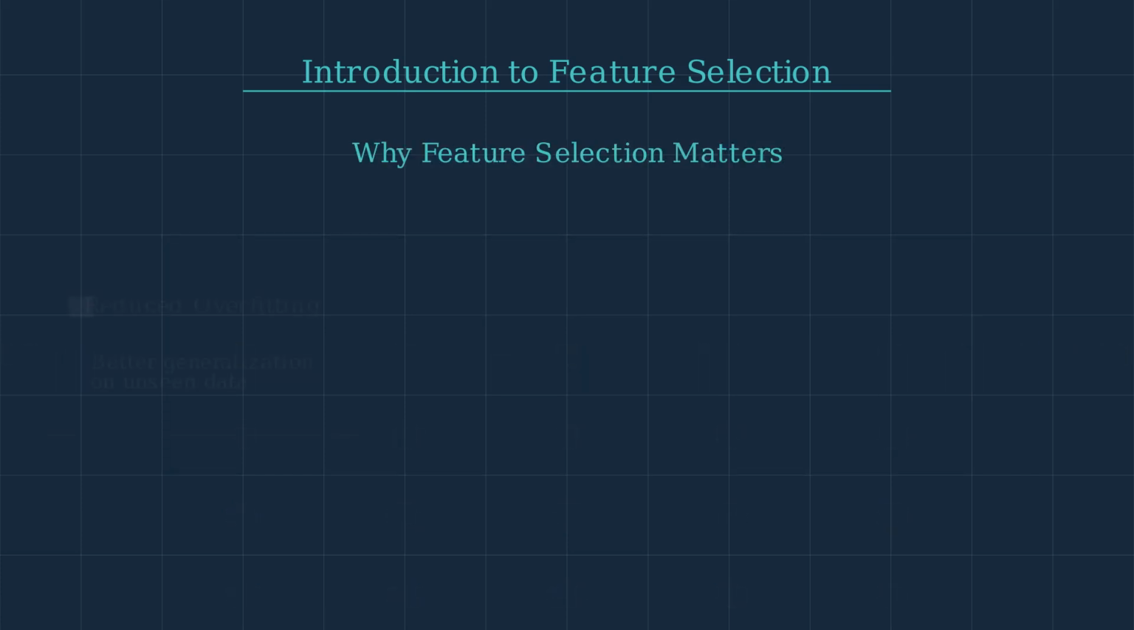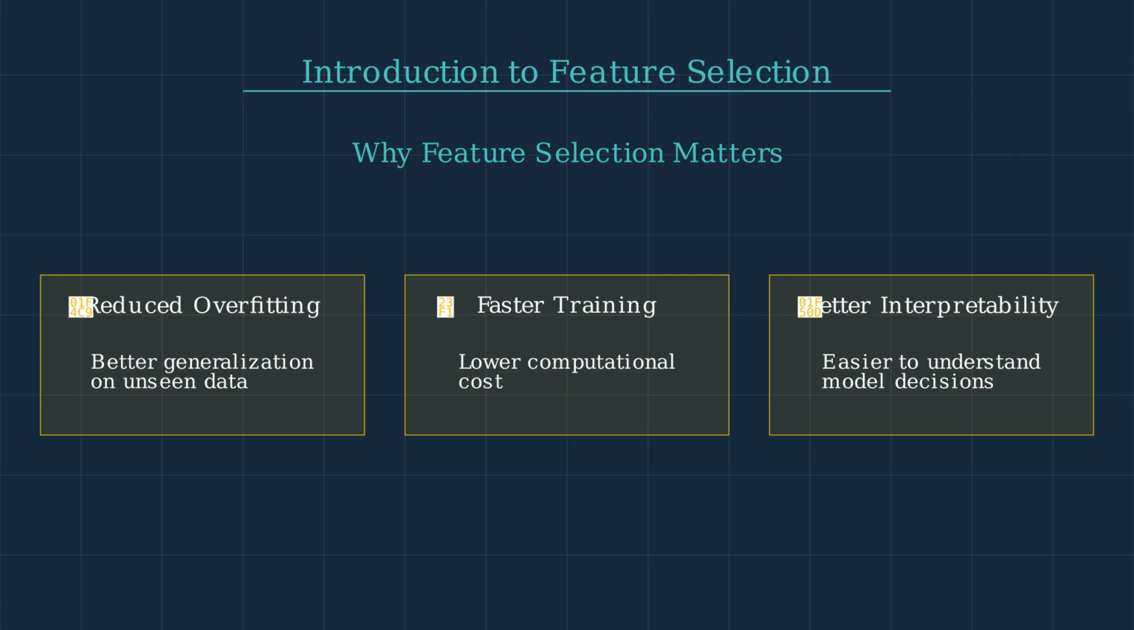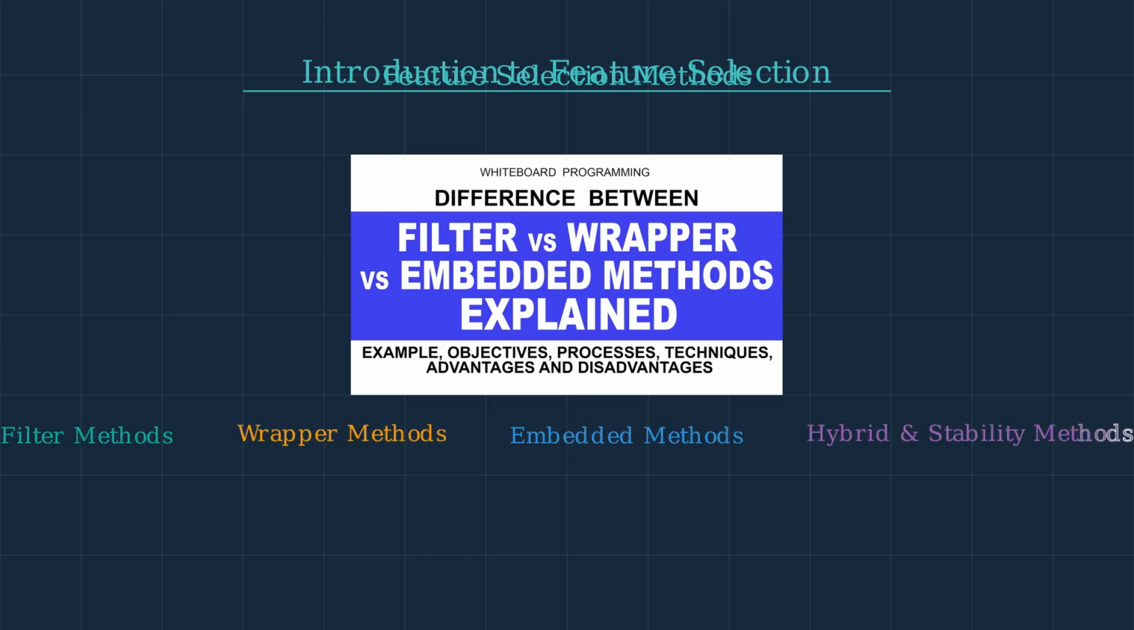Feature selection provides three major benefits. It reduces overfitting by eliminating noise, speeds up model training, and improves model interpretability. In this course, we'll explore different feature selection methods, categorized into filter, wrapper, embedded, and hybrid approaches. These methods differ in how they select features, their computational complexity, and their effectiveness for different types of problems.